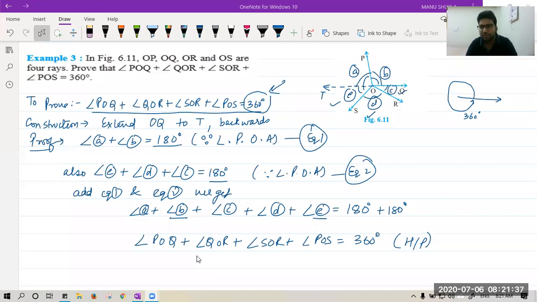Yes, beta, we will get 360 degrees. Sir, then angle POS is made in two angles. Yes, beta, I have bifurcated it. Okay, I have bifurcated the POS into A and E. Sir, please explain the last part again. Mishti is saying. Okay, I am explaining, beta. Ansh is saying the same.